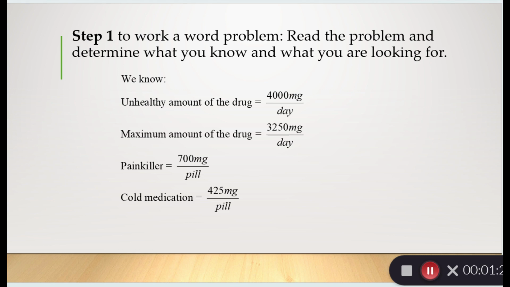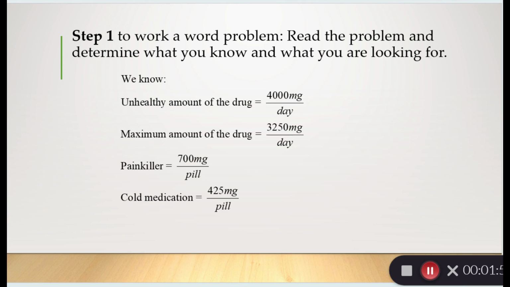And then you're going to write down what you know and what you're looking for. Right here, we're going to just write down what we know, because in the next step, we're going to talk about what we're looking for. We know that the unhealthy amount of the drug is 4,000 milligrams a day. The maximum amount that a person should take of the drug is 3,250 milligrams a day. And we know that the painkiller pill contains 700 milligrams per pill, and the cold medication contains 425 milligrams per pill. So that's what we know.